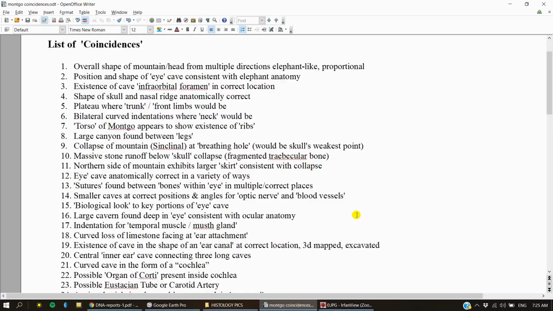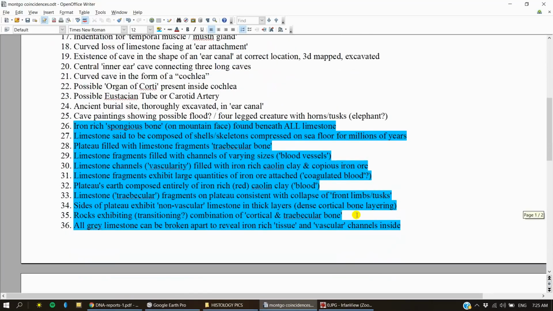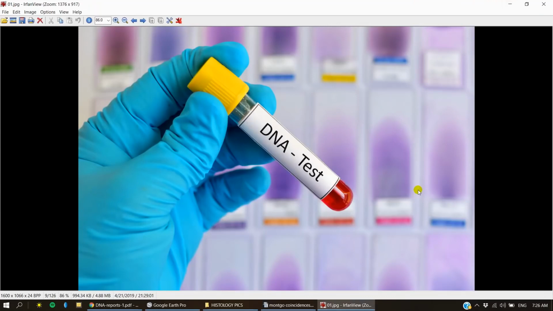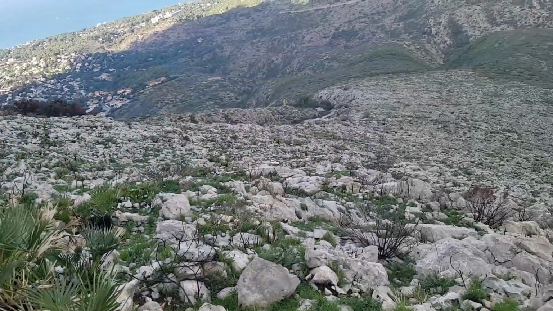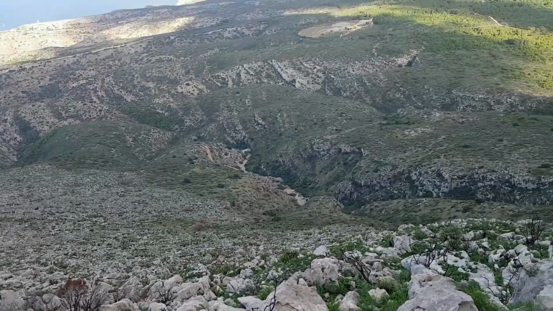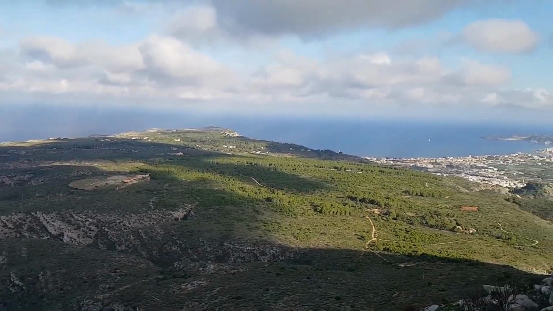This is the list I've already shown a couple of times of coincidences. Some are very, very specific, and the areas in blue are what we'll be covering today. So obviously the gold standard when it comes to crime trials is the DNA blood test, and at some point I would love to take some samples from different rocks around the mountain and send them into a laboratory. I'm hoping to maybe set up some kind of a crowdfunding campaign to make something like that possible.